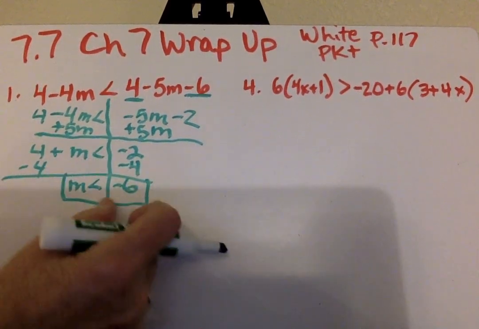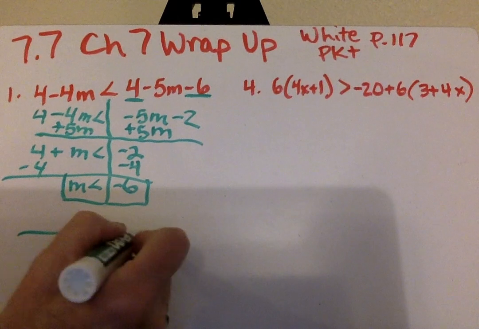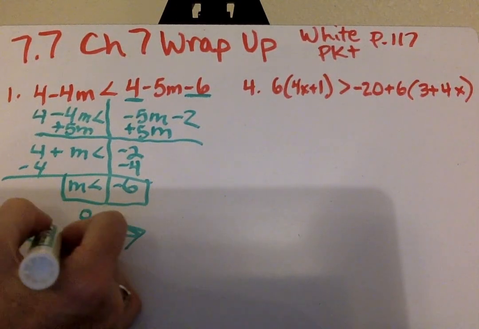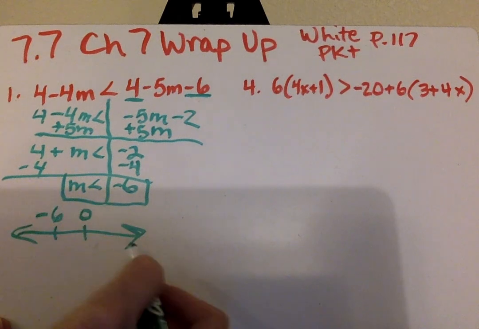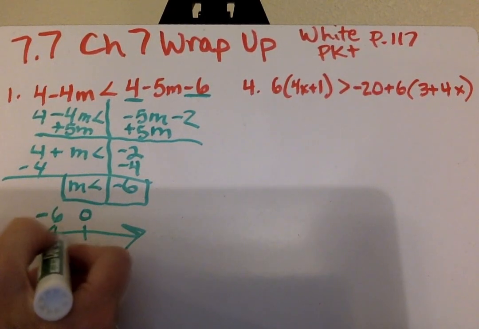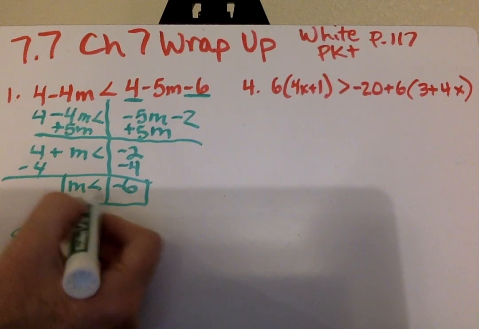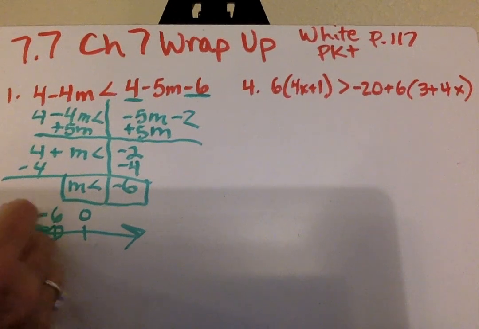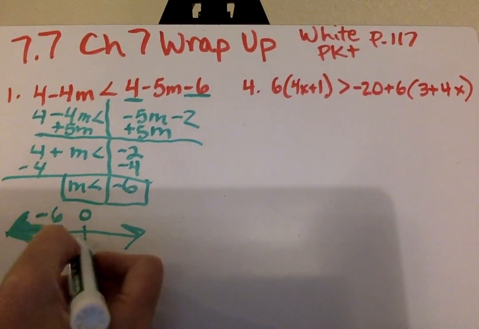Okay, so you want to put that on the number line. 0, -6. Open or closed dot? Open dot because it's less than, not less than or equal to. Less ink here, less ink there. Shaded to the left. If you wanted to check it, you could try 0.